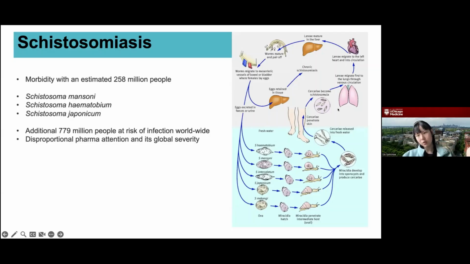where they go into the circulation and reach their lungs. Eventually from the lungs, they will reach the heart, and then finally these cercariae will mature and reach the juvenile phase in the liver. And eventually, the worms will become fully sexually mature in their hepatic veins. And this is where they start to lay a lot of eggs. And the eggs are the biggest problem because the eggs are super immunogenic.